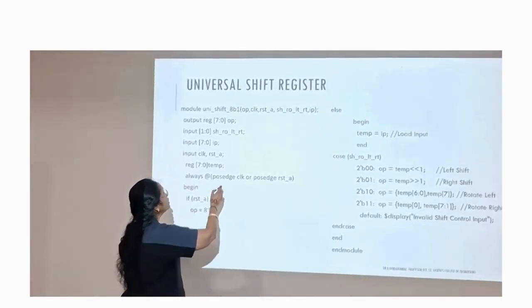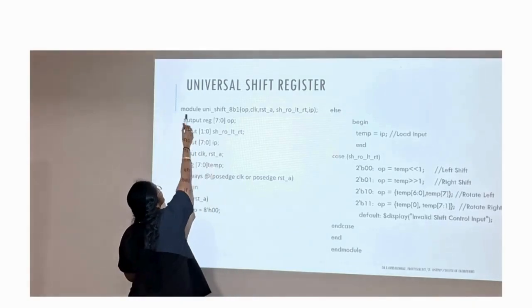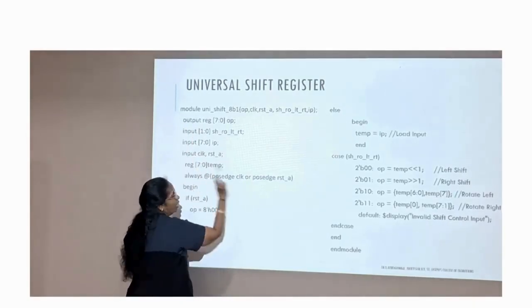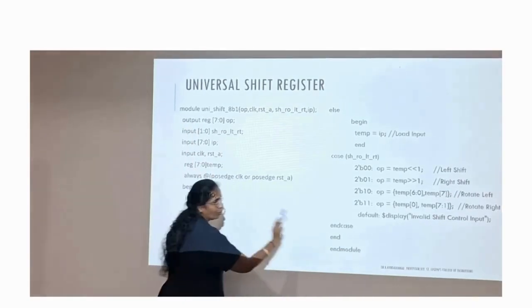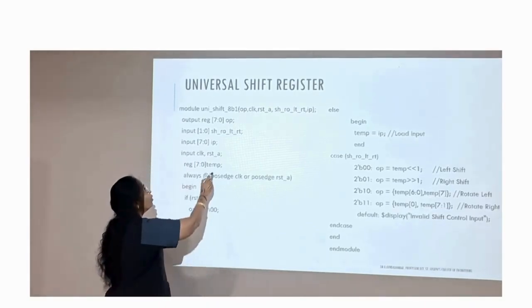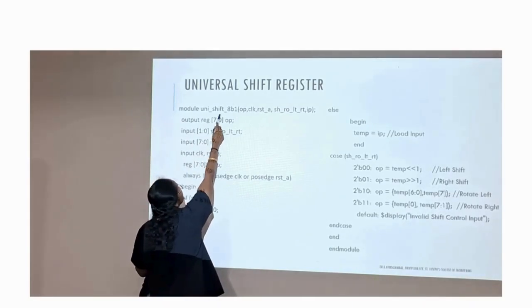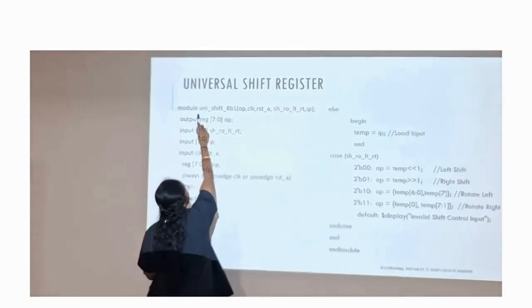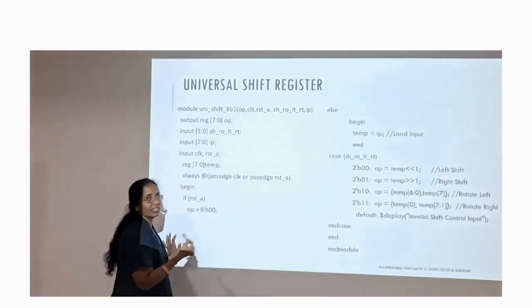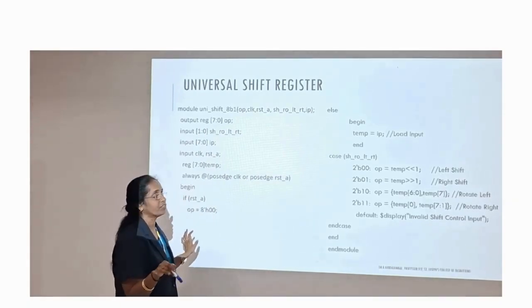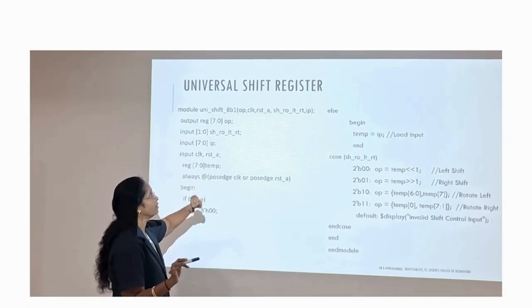Okay. And what is the first keyword we will be using? Module is the first keyword, and automatically it will have an endmodule. That is by default. What is the name given here? Unique shift 8, because it is an 8-bit shift register. I am going to design an 8-bit shift register, so this is the name I have given to it.